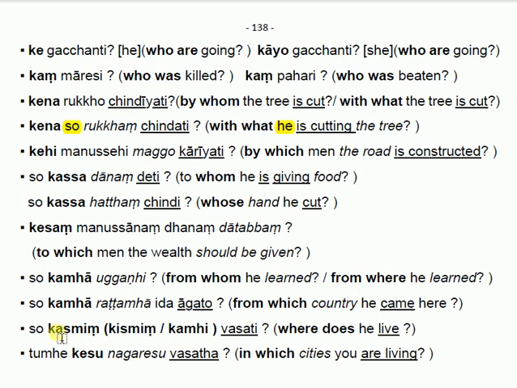And now here ablative case. So kamha ugganhi, from whom he learned or from where he learned. So means he. Kamha, from whom or from where. Ugganhi, uggan means learned. So from whom he learned or from where he learned.